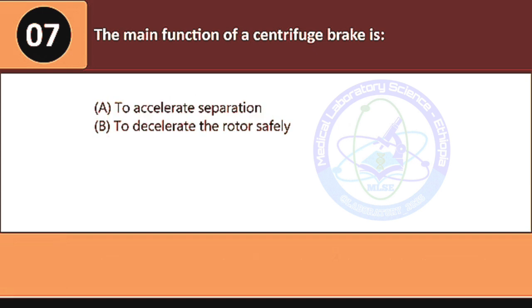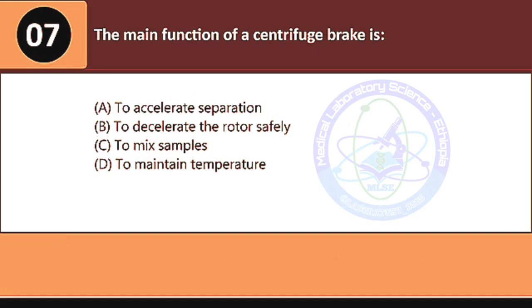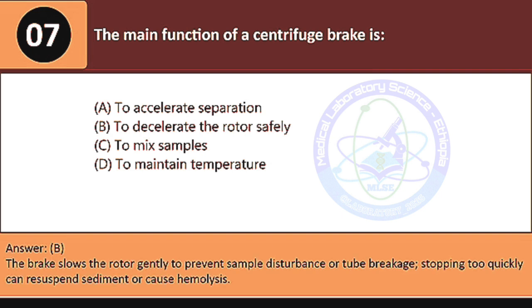The main function of a centrifuge brake is A. To accelerate separation. B. To decelerate the rotor safely. C. To mix samples. D. To maintain temperature. Answer B. The brake slows the rotor gently to prevent sample disturbance or tube breakage. Stopping too quickly can resuspend sediment or cause hemolysis.